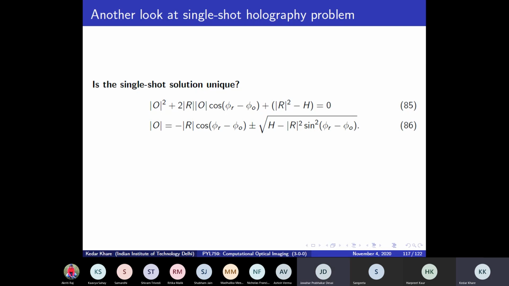Phi naught is unknown. Yes, phi naught is unknown. But what does this mean actually? We have two unknowns and one equation. Yes. So what we have is only one measurement, H.